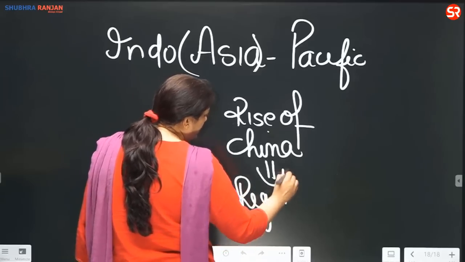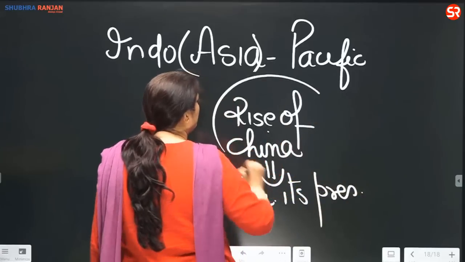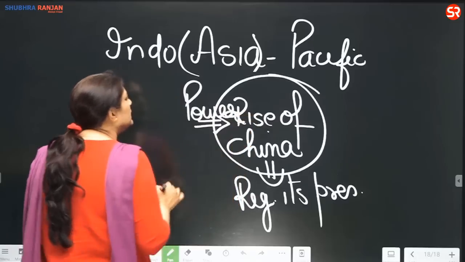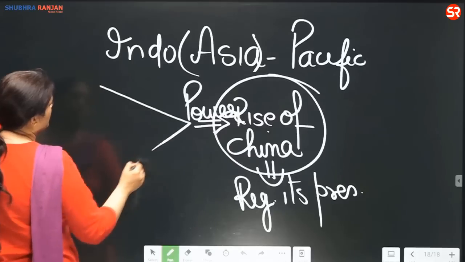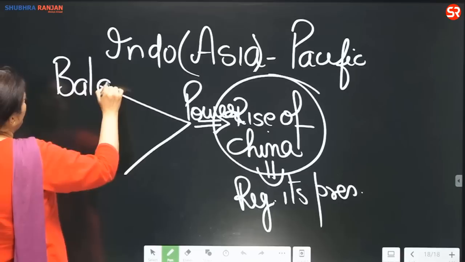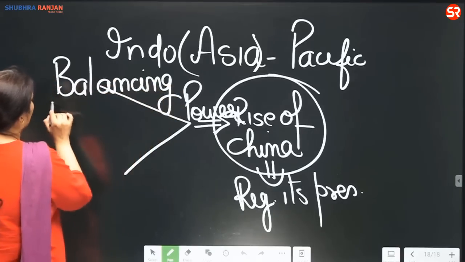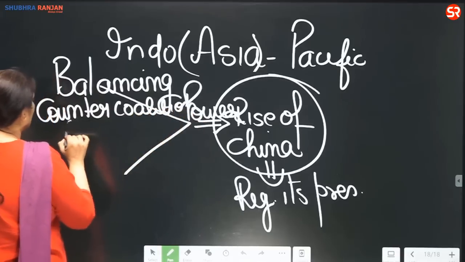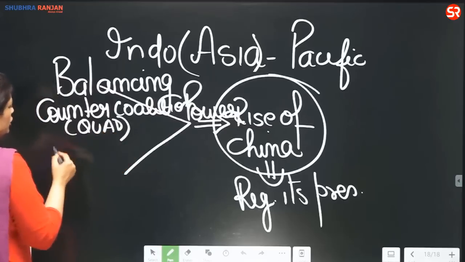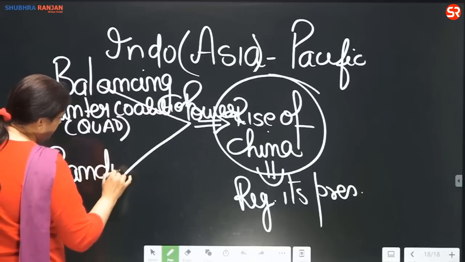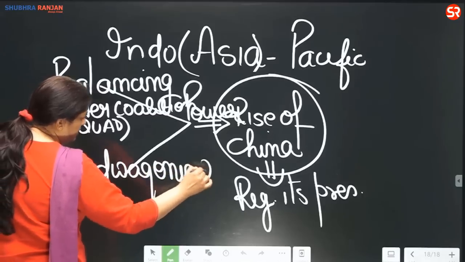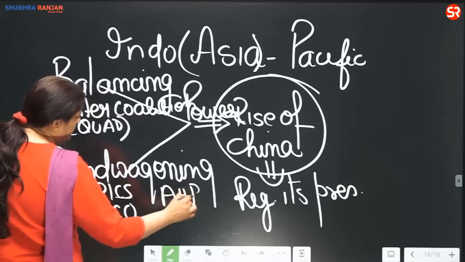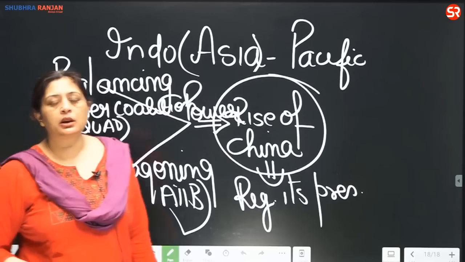In Indo-Pacific, what we see is there is a rise of China, and China is not rising peacefully. China is registering its presence, and whenever we see there is a rise of any power, the other countries in the region have two options: either to go for balancing, means forming a counter coalition, like we can talk about Quad for India, or going for bandwagoning, like India joining BRICS, SCO, AIIB, and all. So these are the options available.